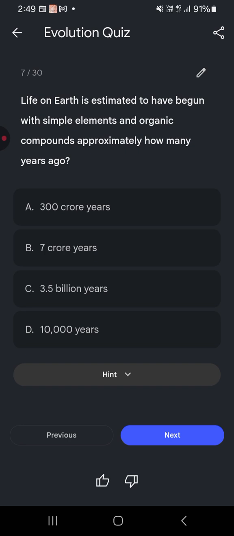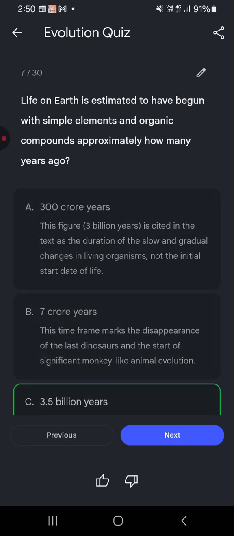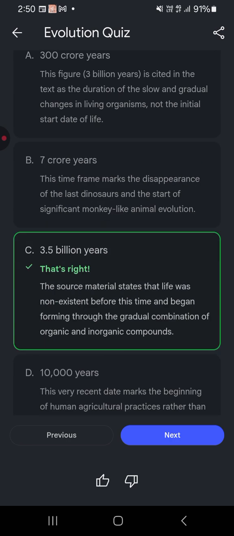Life on Earth is estimated to have begun with simple elements and organic compounds approximately how many years ago? The correct answer is 3.5 billion years. Life was not non-existent before this time and began forming through the gradual combination of organic and inorganic compounds.